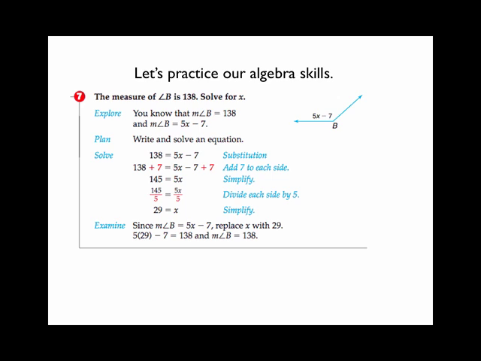We can also practice our algebra skills with our angles. If we are told that the measure of angle B is 138, and we also see that the measure of angle B is 5x minus 7, we can make an equation by setting 138 equal to 5x minus 7. To solve for x, we'll add 7 to both sides. That gives us 145 equals 5x. We'll now solve for x by dividing both sides by 5, and we find that x is equal to 29.